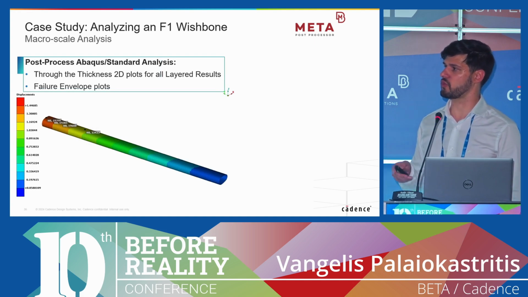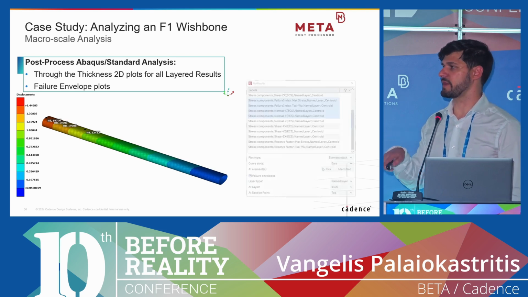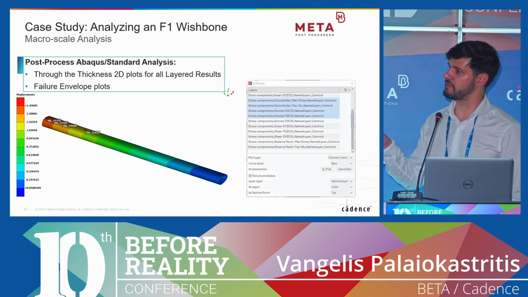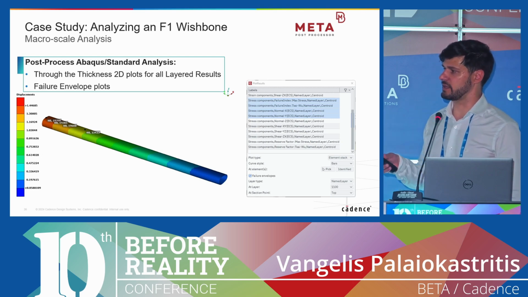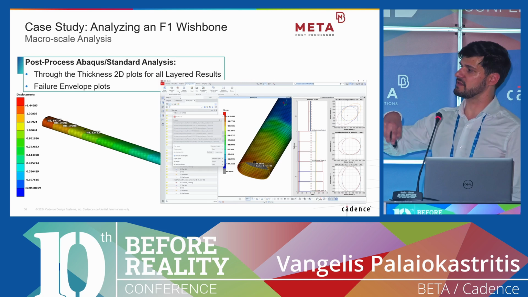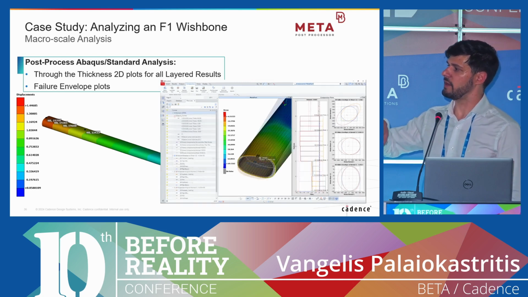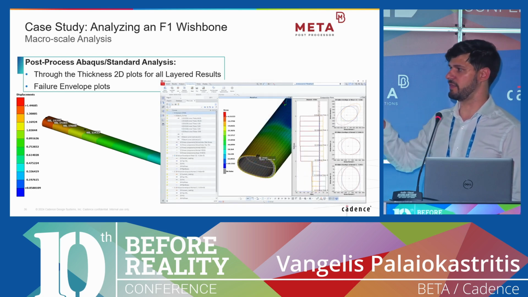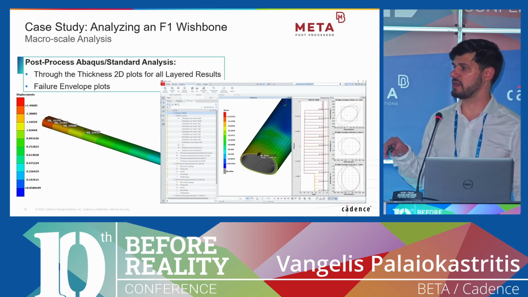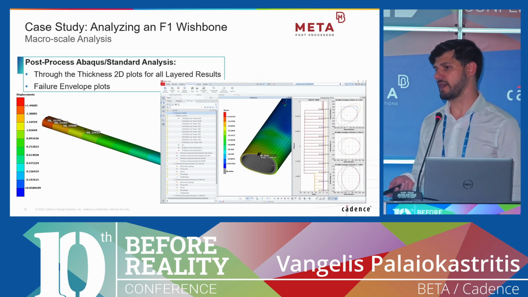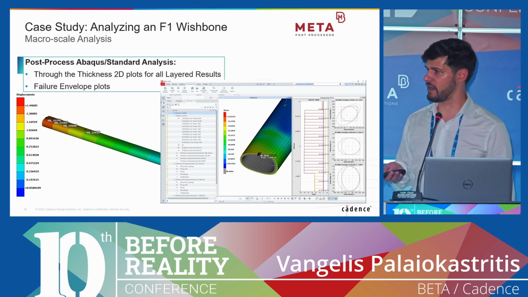Once the results are read, we have the 3D plots inside META, and moreover, META allows the generation of through the thickness plots. So we can specify the type of results that we want to see through the thickness. Any type of layer result can be visualized as a through the thickness plot, and by selecting different areas of our model, META will give us the distribution of the variables through the thickness.